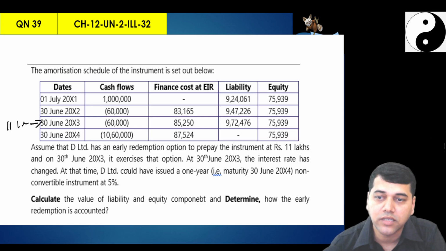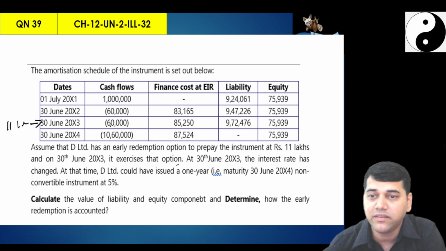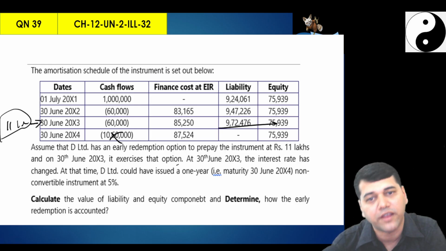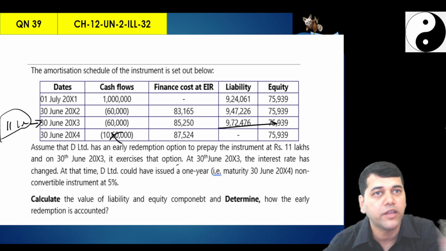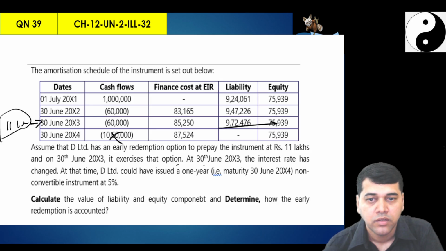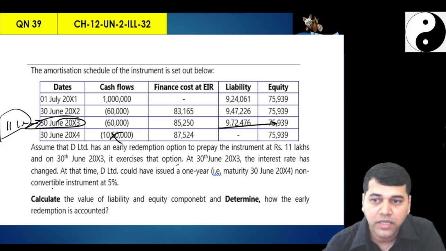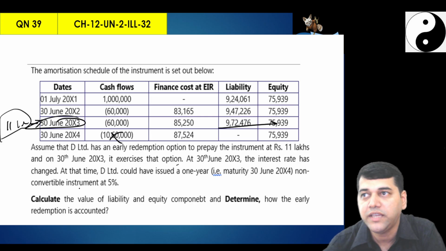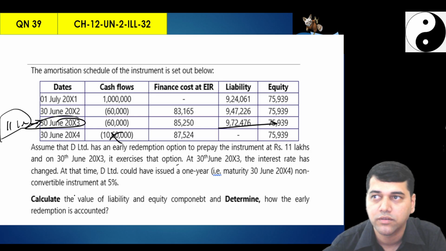And on 30th June 2003 he actually exercises that. That means he doesn't pay you any more. Instead of this, he pays you 11 lakhs only right now, and closes this account forever, finished. Then no more loan account, no more equity component account. As on 31st June 2013, at this date, the interest rate has changed. That's why he prepaid. Otherwise, is he mad or what?